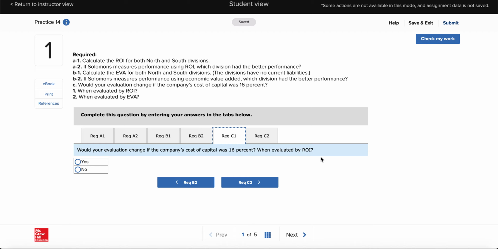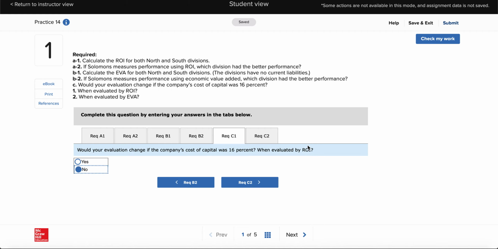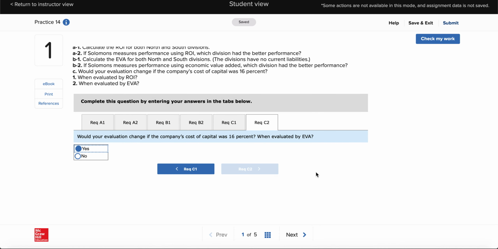Okay, looking at part C, it says, would your evaluation change if the company's cost of capital was 16% when it's evaluated by the ROI? So looking at this from the ROI's perspective, if you recall when we looked at ROI, we weren't even looking at the cost of capital. So it had no impact on it whatsoever. So this is a no. The EVA, however, if we were changing the cost of capital, then obviously this is going to impact it because we have doubled what the requirement is by changing it from 8 to 16%. That's it for question 1.